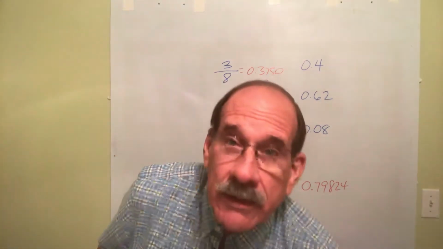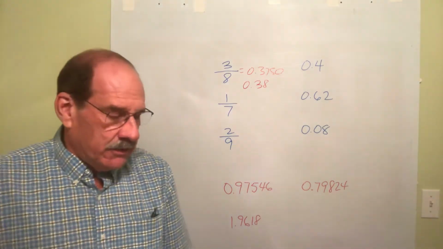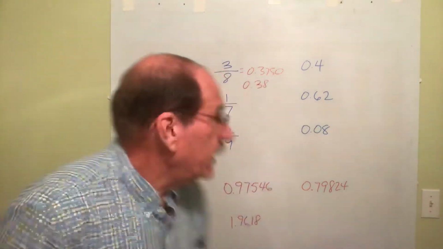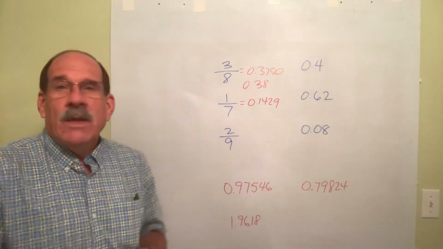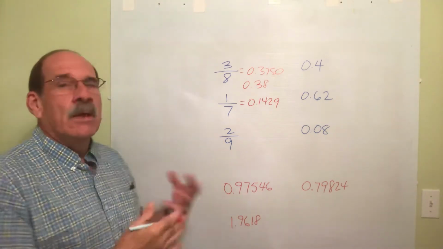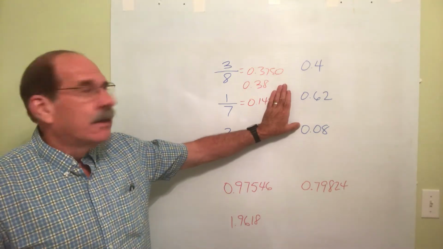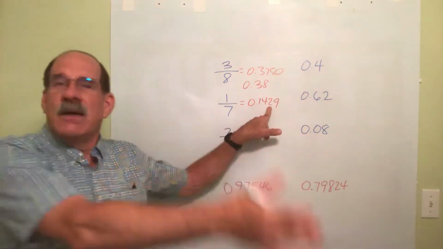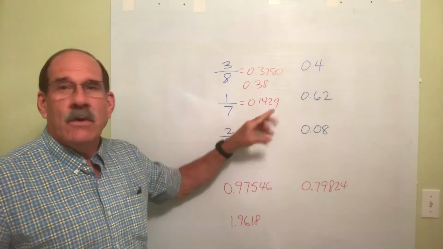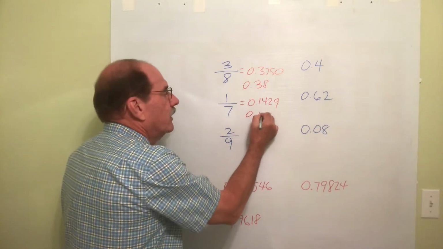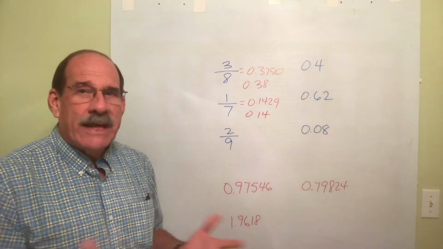1/7. I don't have any clue. Let's see here. 1 divided by 7 is 0.1429. Well, I'm going to round this off again to hundredths, to 2 places. So I'll stop it right there. But the next number, in the 3rd place, is less than 5. So I can leave the 4 alone, don't mess with it. So I'd call that 0.14.